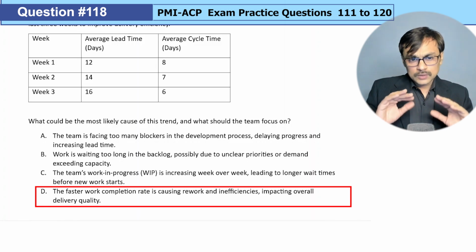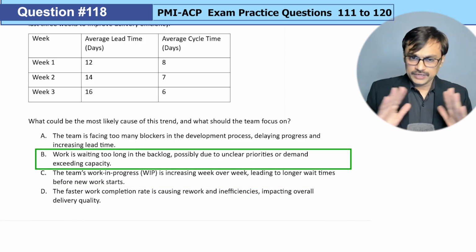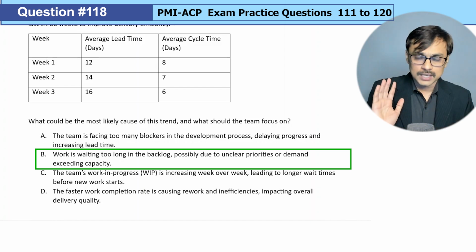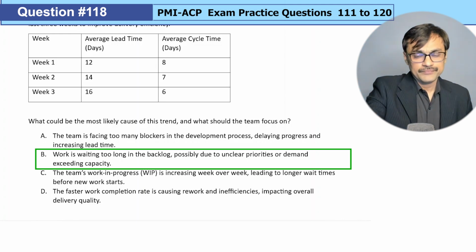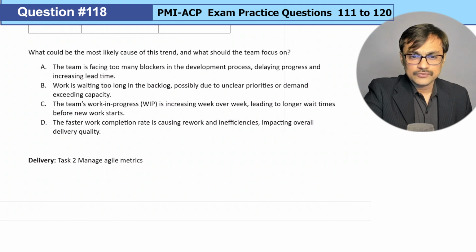So D requires adding more information, whereas B is a safe play. We can definitely say from this data, B is most likely the true answer. So I will go with option B in this particular case. Managing and understanding the agile metrics, that seems to be the question focus here.